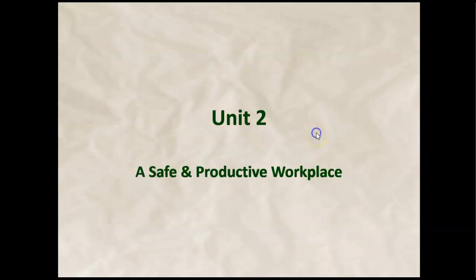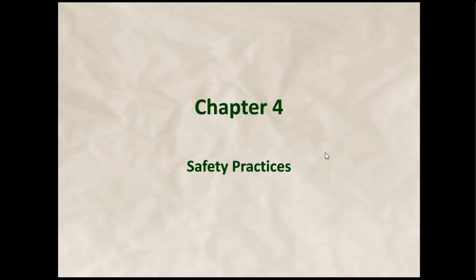All right, so today we are going to go through chapter 2 or chapter 4 here, beginning in unit 2, which is all on a safe and productive workplace. Safety is, of course, a primary concern, and it should be your main concern as an employee to make sure that you are working in a safe environment, working under safe conditions, and working safely.